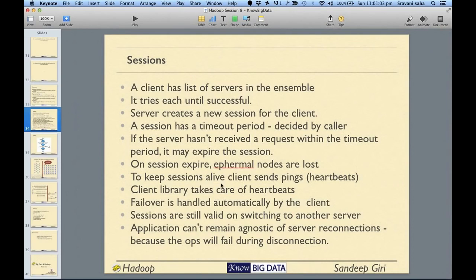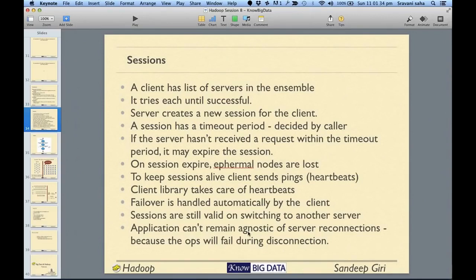And if the session expires, all the ephemeral nodes are lost. To keep the sessions alive, the client continuously keeps on sending pings, which are also known as heartbeats. The client library which you are going to use is going to take care of heartbeats. Underneath, the client will continuously keep on sending the heartbeats, so that ZooKeeper does not expire your session.